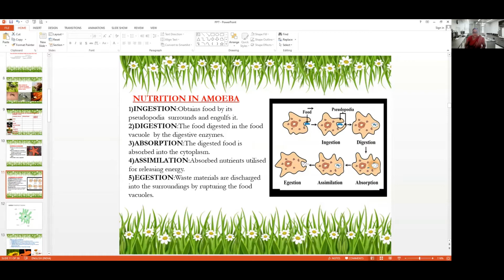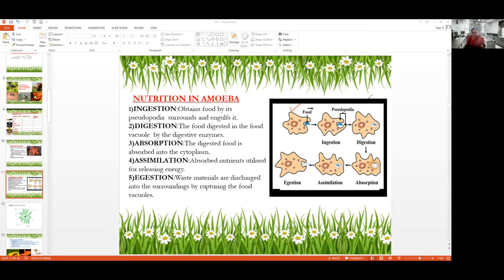So under nutrition in amoeba, as I already told you, ingestion, that is, how does it take in the food? Amoeba takes in the food through pseudopodia. So it catches its food by pseudopodia. Amoeba is a unicellular organism, and it is irregular in shape. It changes its shape often, based on the food particle, in order to catch it.